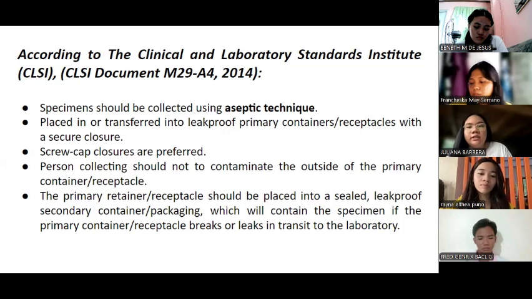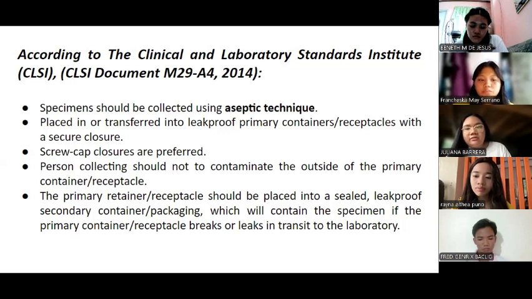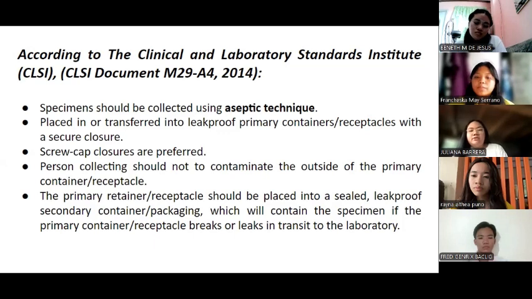And so according to the Clinical and Laboratory Standards Institute, specimens should be collected using aseptic technique, which was discussed earlier, placed in or transferred into a leak-proof primary receptacle with a secure closure. Screw closures are preferred. The person collecting should not contaminate the outside of the primary receptacle, and the primary receptacle should be placed in a sealed, leak-proof secondary packaging, which will contain the specimen if the primary receptacle breaks or leaks in transit to the lab.